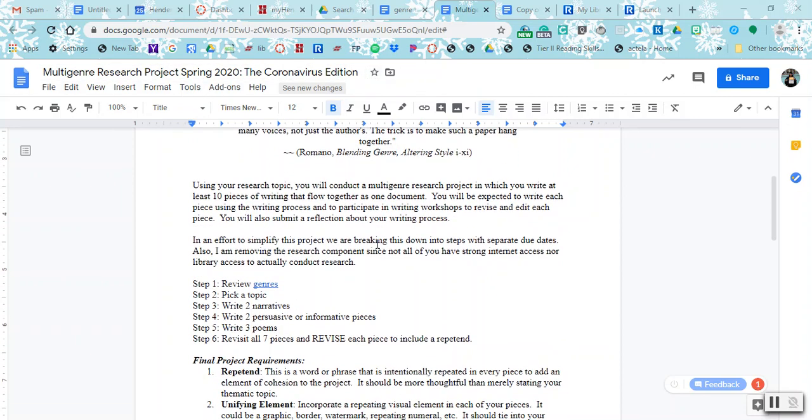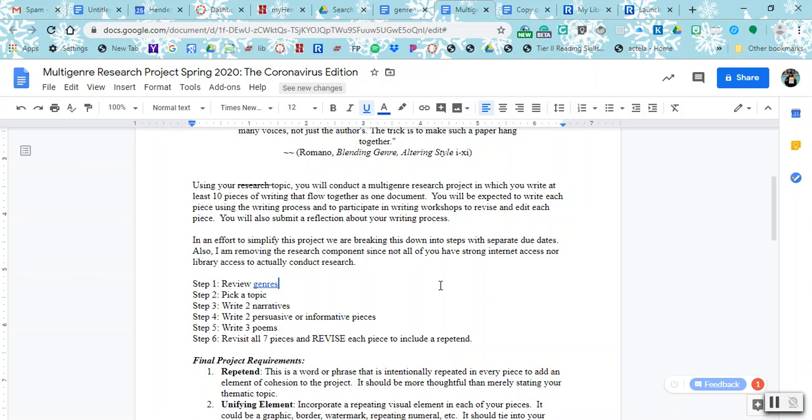However, I know that some of you do not have strong internet at home. I know some of you cannot go to the library because they are all closed, so I'm pulling the research component out of this. If you can do research and you want to challenge yourself to do research, I would encourage you to do so. But if you are not in a position to actually do research, then I would say pick a topic that you know a lot about, that you feel comfortable writing about.